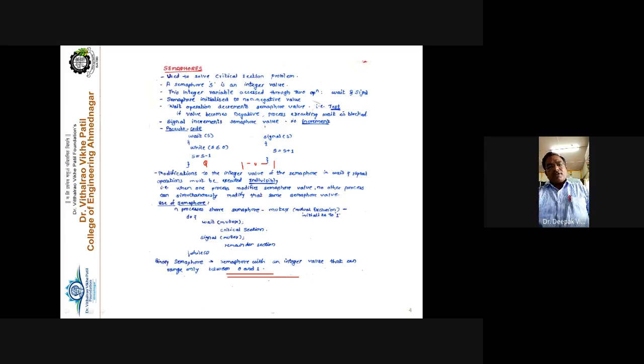So this is the way the wait and signal functions work in the system to achieve the critical section, to achieve process synchronization, right? So I think this is clear to all of you. Now we'll move to the next point.